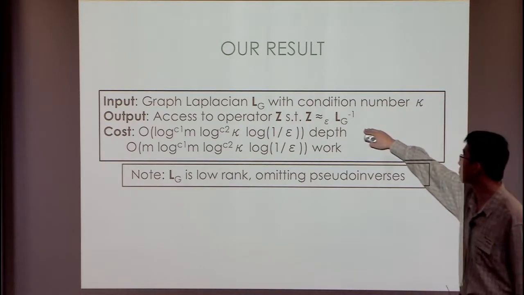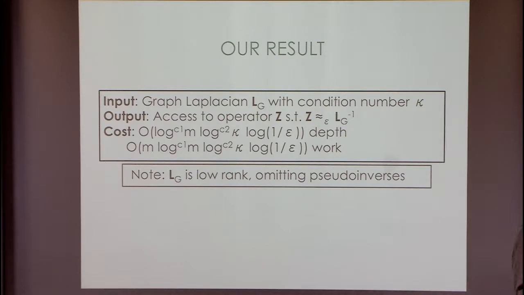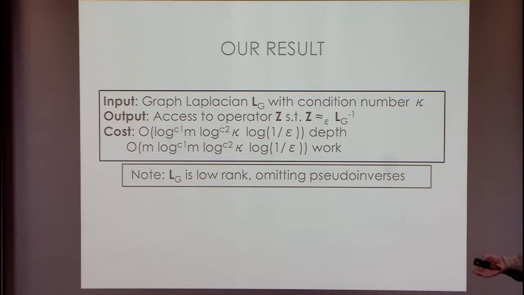One thing that I'm omitting here is that I'm generating a linear operator that approximates the inverse, even though the graph Laplacian itself is actually low rank. So it has a null space with the all ones vector. I will hide this under the rug. I will just use inverse throughout the talk. There are several ways of dealing with this. One is to just slightly bump up one of the entries on the diagonal to make it full rank and just claim numerical convergence.